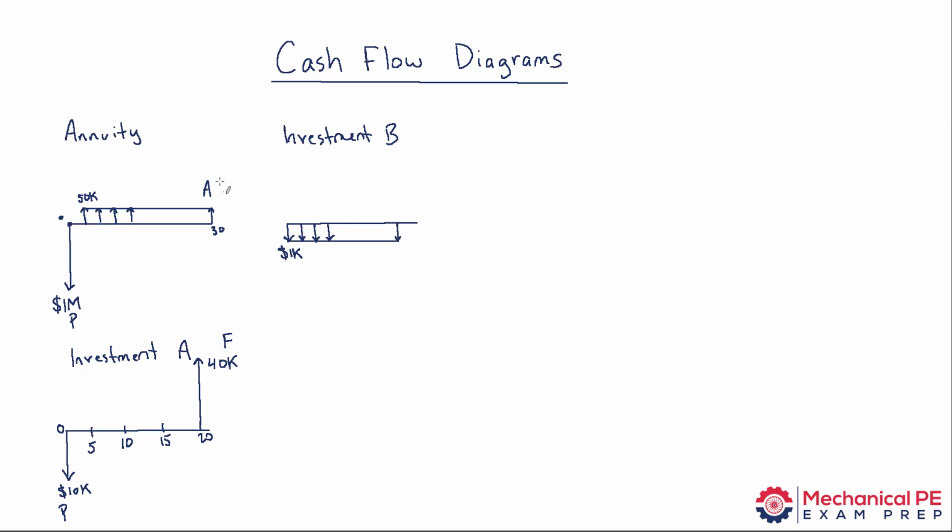So that would be an annualized payment, but it's not an annualized positive cash flow like a revenue, like we have here, the 50,000 coming back. It's below the line, it's negative, so it's a payment. That's why those arrows are drawn down.